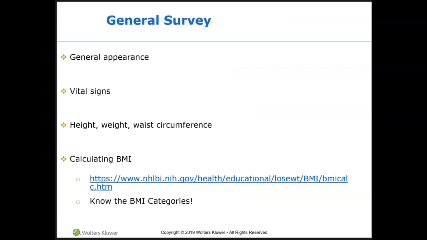General survey. The general survey is the first component of the physical assessment, beginning with the first moment of patient contact and continuing through the nurse-patient relationship. The general survey contributes to the overall impression of the patient. It includes observing the patient's overall appearance and behavior, taking vital signs, measuring height, weight, waist circumference, and calculating the body mass index, or BMI, looking at your ratio of weight to height, right?